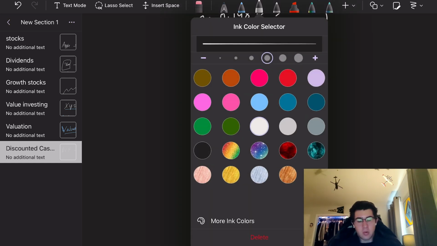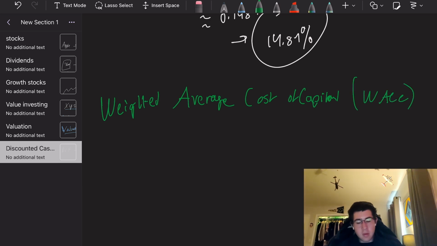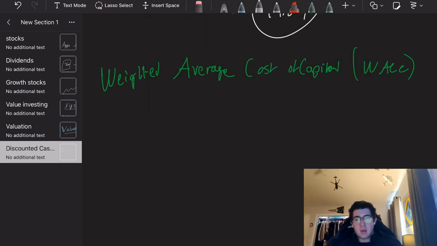And another way to find the discount rate, which is usually the most common way, is you could use the weighted average cost of capital, which is probably the most common discount rate that's used. And the formula for this is, I'll write it out and then tell you guys the values.